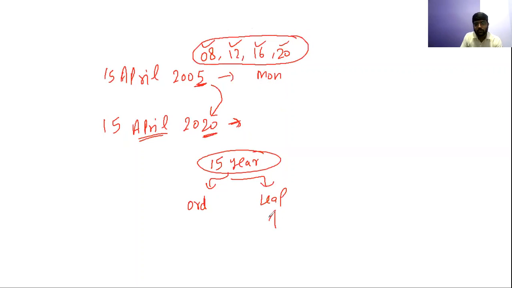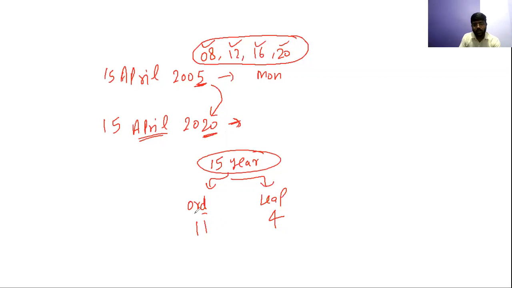So how many leap years are there? 4 leap years. So how many ordinary years will there be? There will be 11 ordinary years because we have a total 15 year gap, from 15th April 2005 to 15th April 2020. So 4 leap years are there: 8, 12, 16 and 20. These are the leap years between this time.